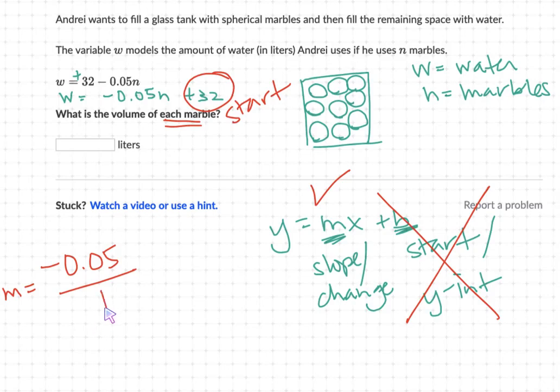You should have said 1. If you said that, you're good. Any slope has an invisible 1 underneath. So we're going to call upon that 1 when we need it.